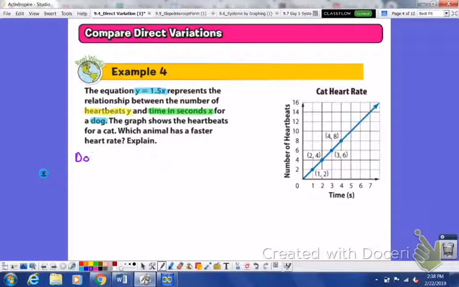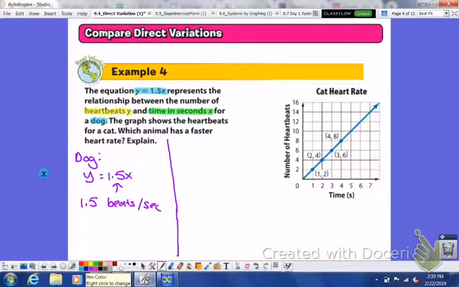So if I start with my dog, we have y equals 1.5x. Well, if we're talking about comparing our heartbeats per second, so heartbeats per second would be our y over x. That is your slope. So the dog beats 1.5 heartbeats per second. Okay, so the dog was easy because you're given the equation. You just have to pick out what your constant of variation was.